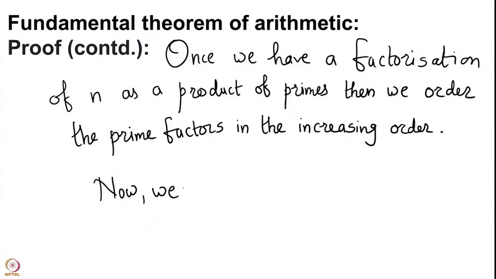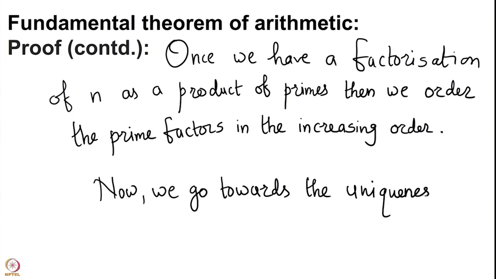Now, we go towards the uniqueness part. So, what does one mean to have the uniqueness part? We have proved that the factorization exists. That means at least one way to write n as a product of primes exists.